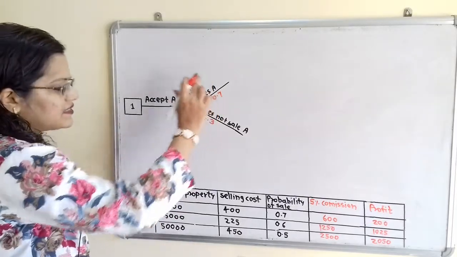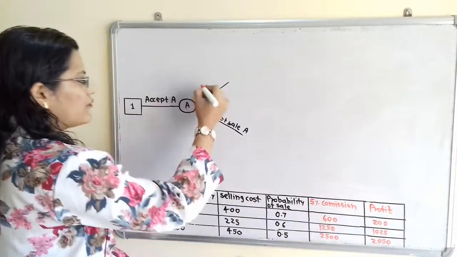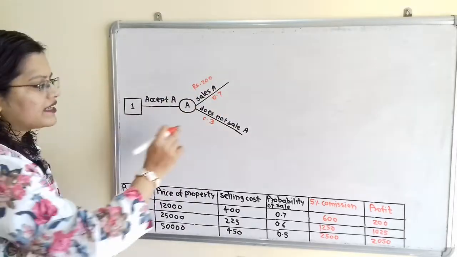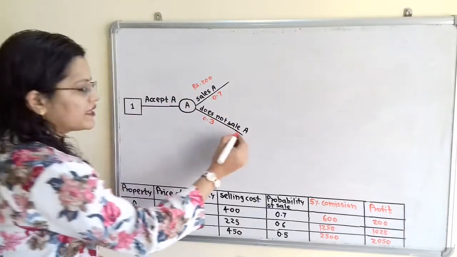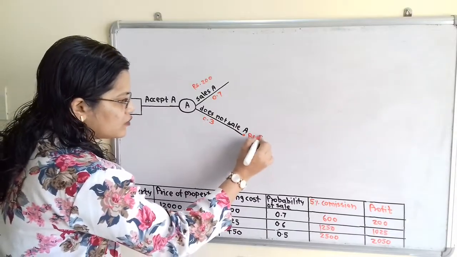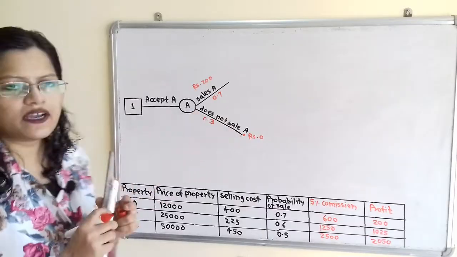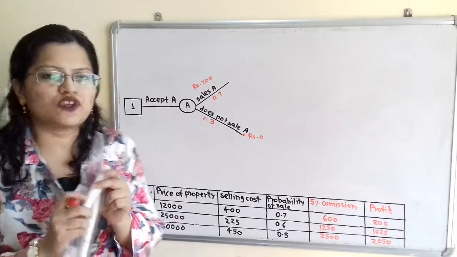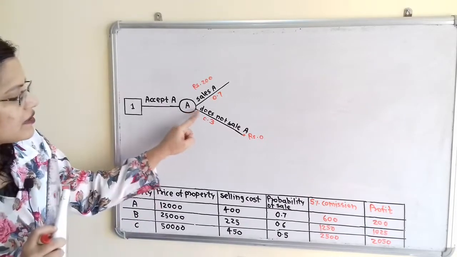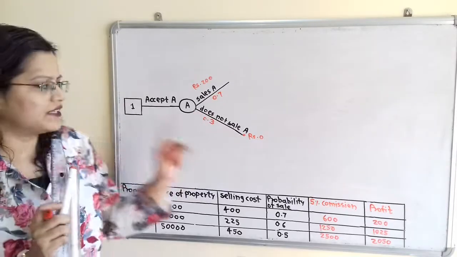Now if he sells A, then if we observe this table here, he will get the profit of rupees 200. And if he does not sell the property A, then here will be terminal branch, and here he will get the rupees 0. And then he has no other choice to accept the offer for property B or C. So here all these decisions stop or end.